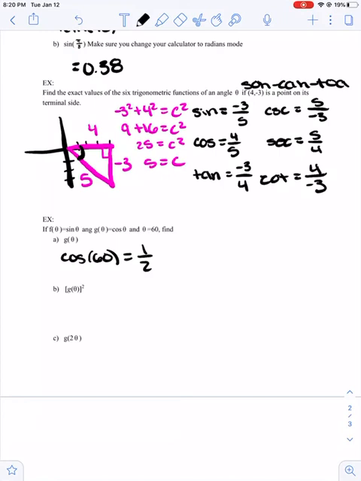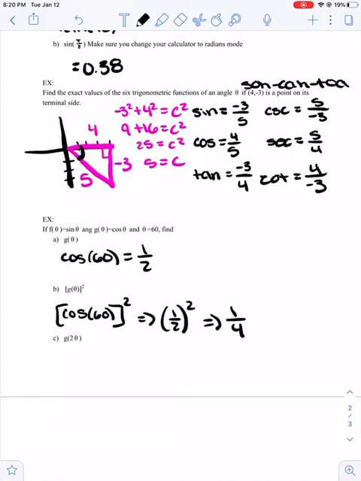Then we have g of theta squared. So g of theta, we already know from part A, is cosine of 60. But then we have to square that. But from part A, we already know that cosine 60 equals 1/2. So we have 1/2 and then squared. 1/2 squared equals 1/4.